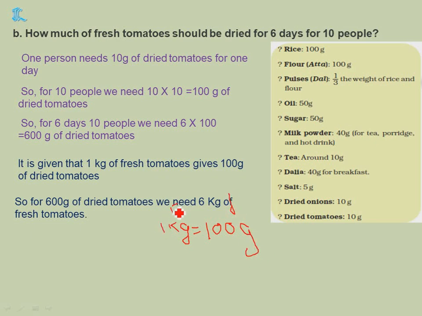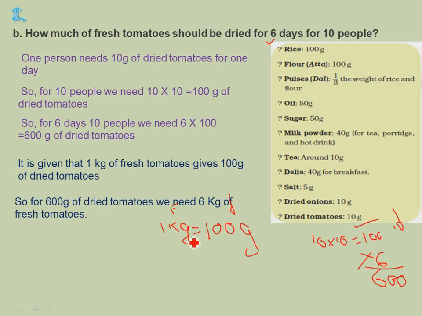D means dried, F means fresh. Now first, for 1 day you need 10 grams. Yes or no? 10 people are there. So 10 people means 10 into 10, that equals 100 grams. This is for 1 day. Now they are asking for 6 days. 6 days means you will multiply it by 6. That equals 600.